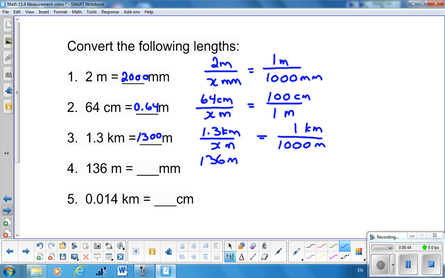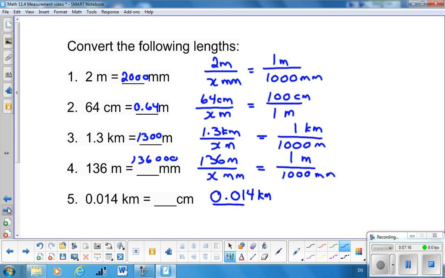136 meters, and this time I'm changing it to millimeters. My conversion factor is that 1 meter is 1,000 millimeters. When I cross multiply, I end up doing 136 times 1,000, which gives me 136,000 millimeters. The last one, 0.014 kilometers, and I need to change that into centimeters.